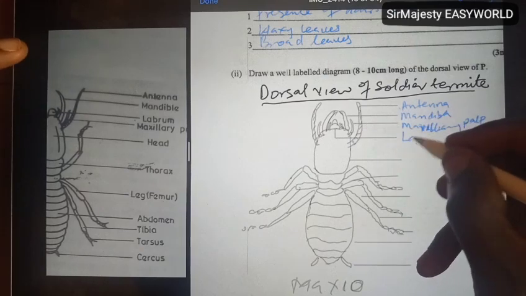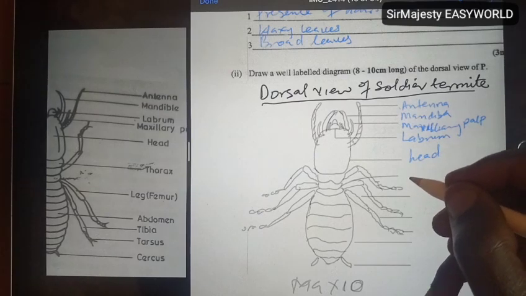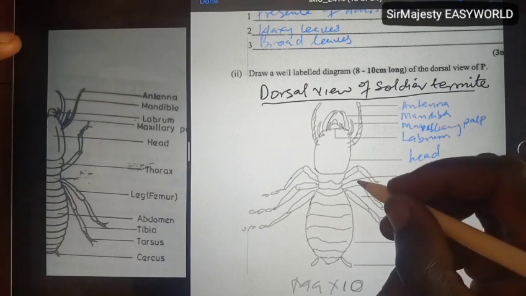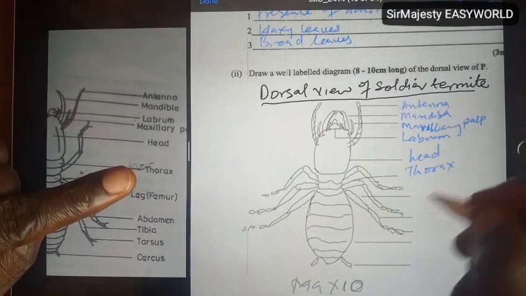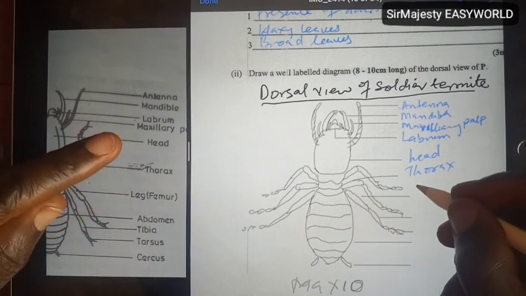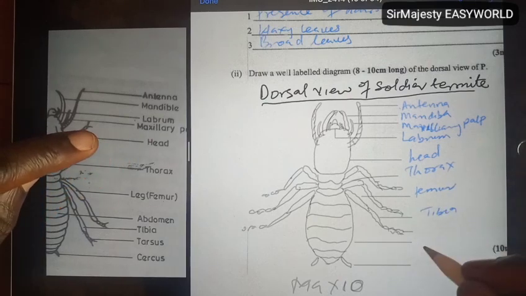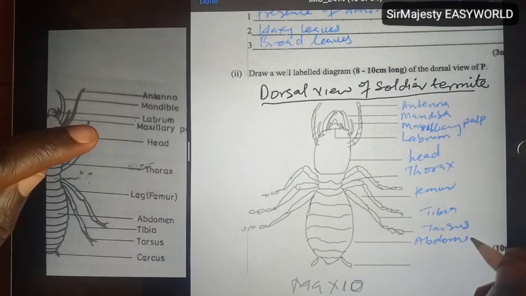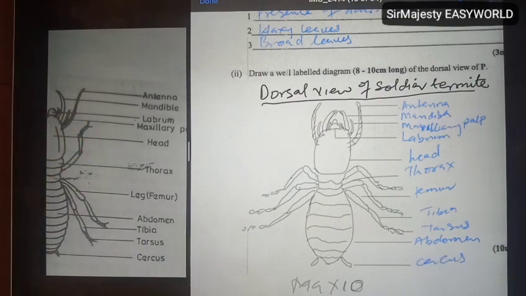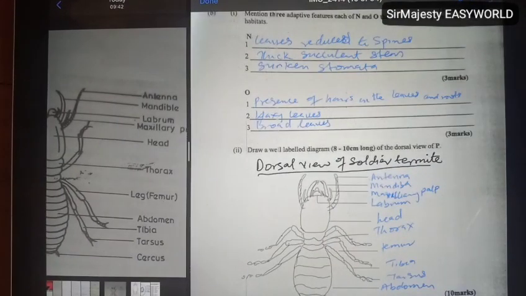Then here is the labrum. Here is the head, and here is meant to be the thorax. I'll point the arrow well. And here is meant to be the femur, the coxa. Then here is the tibia, and here is the tarsus, and here is abdomen, and here is the cercus. So we are done with this particular question for the year. So whenever you finish up with this, you get your job done.